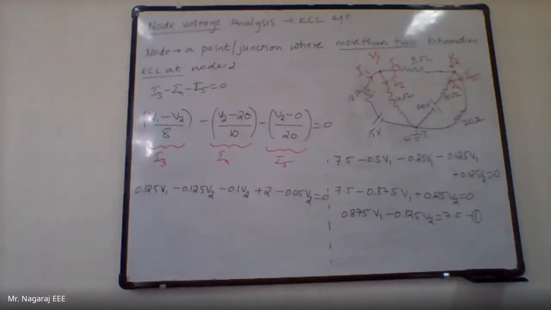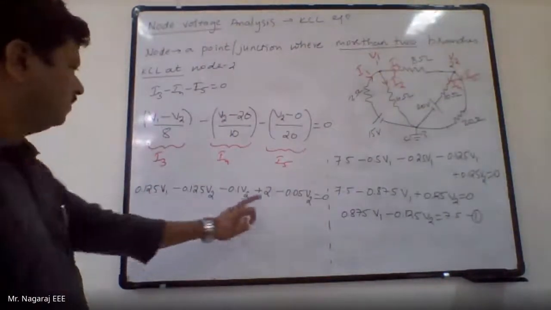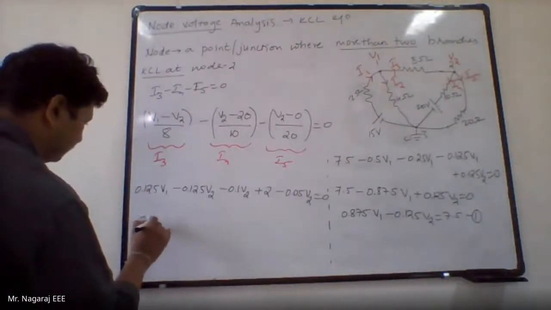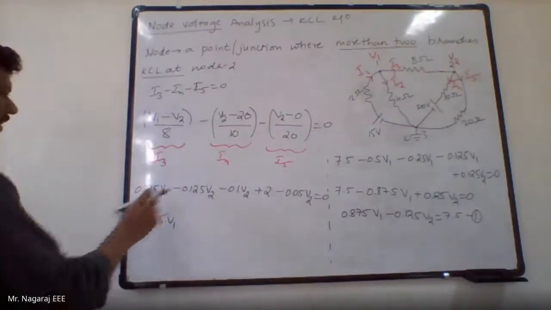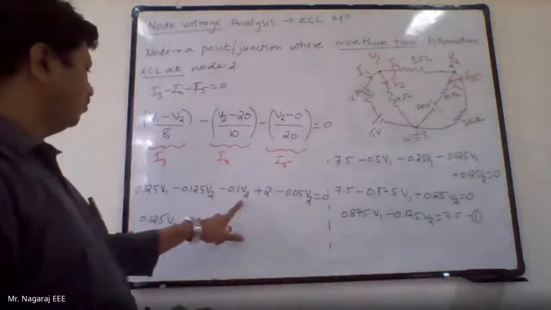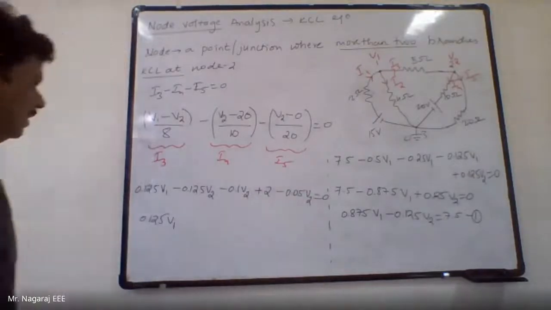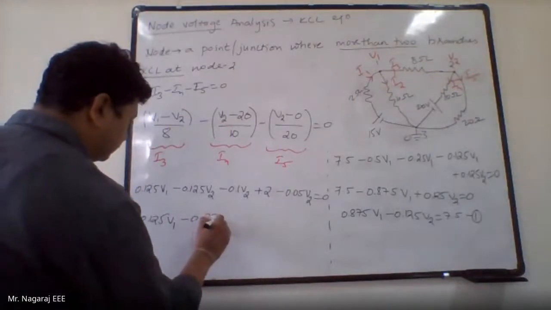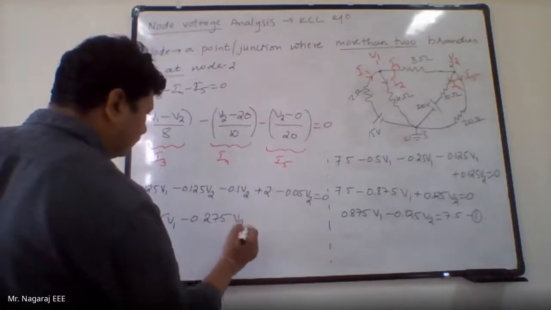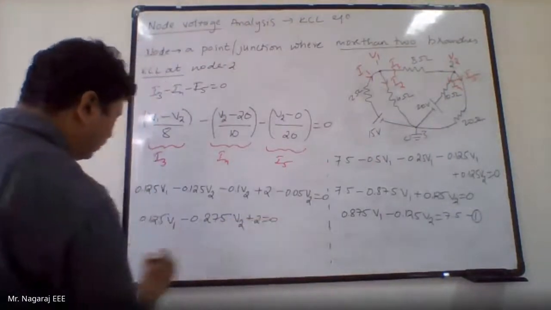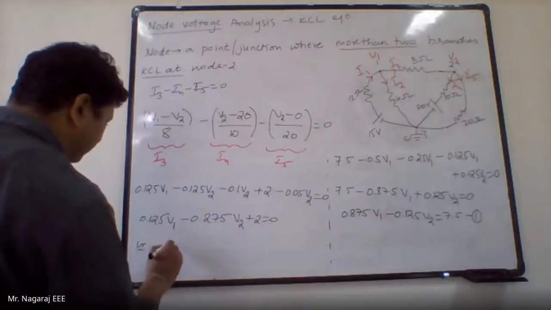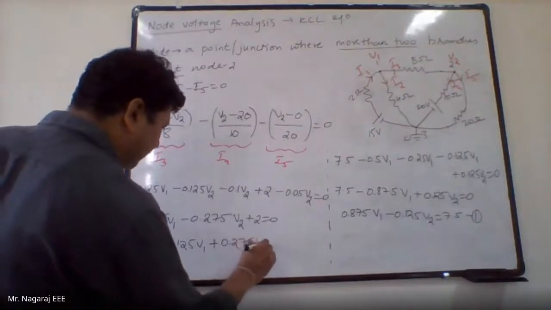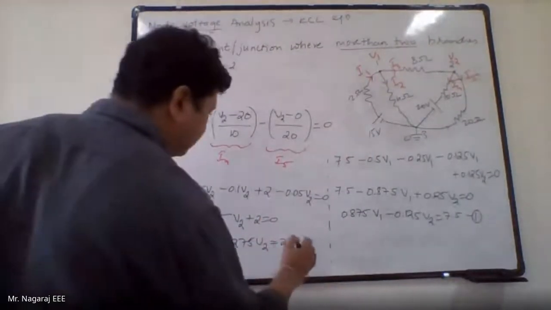Okay. So 0.125 V1 will remain as it is. Minus 0.125 minus 0.1 minus 0.05 is minus 0.275 V2, plus 2 is equal to 0. Or I will write minus 0.125 V1 plus 0.275 V2 is equal to 2. Now this is equation 2.